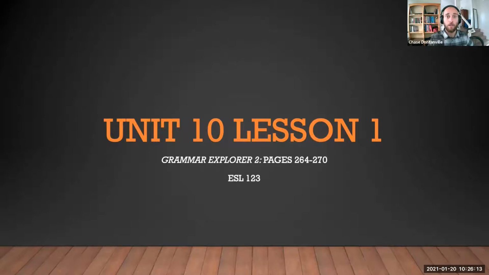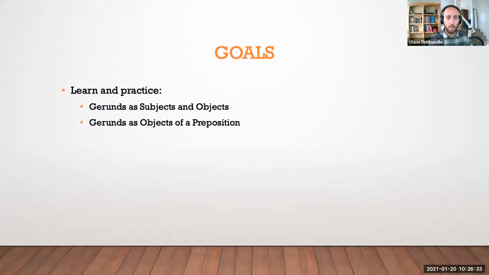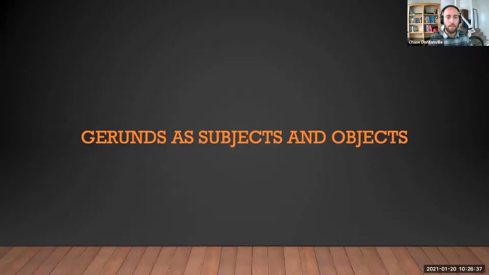Let's take a look at Unit 10. All right, Lesson 1, pages 264 to 270 in your grammar textbook. In this lesson, we will learn and we will practice gerunds as subjects and objects, and gerunds as objects of preposition. Okay? Let's begin though with gerunds as subjects and objects.